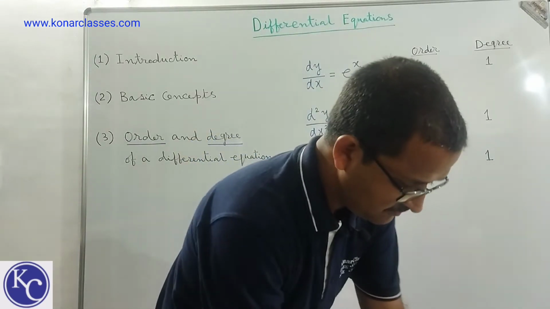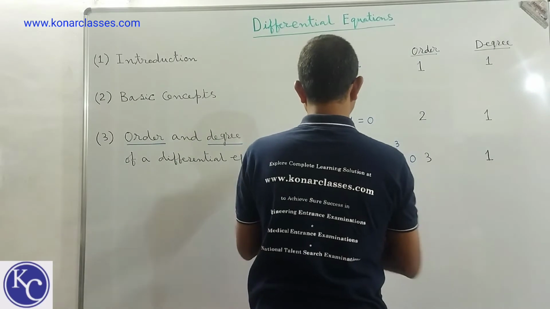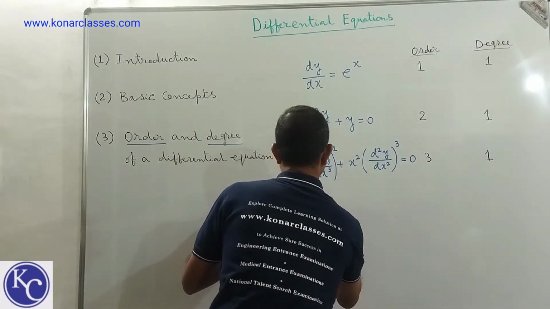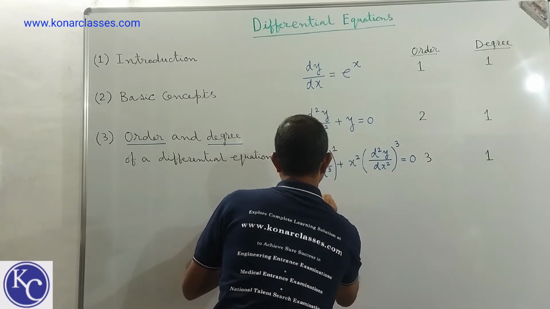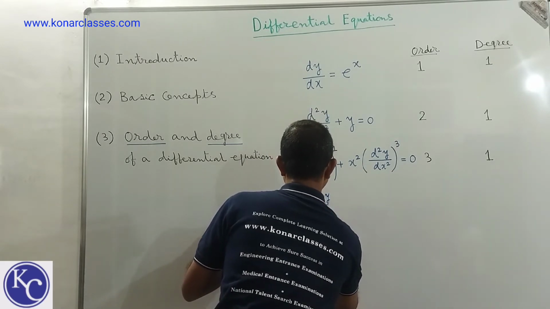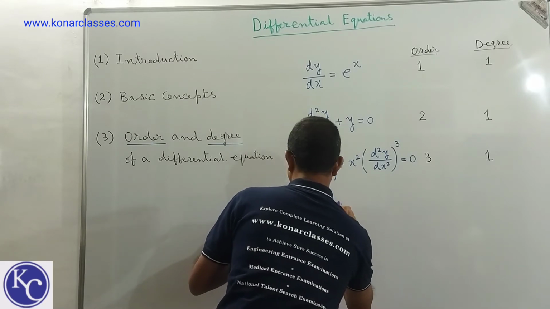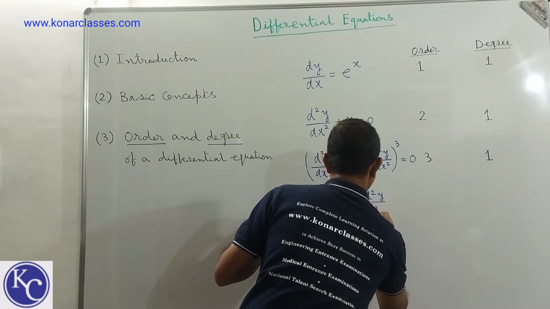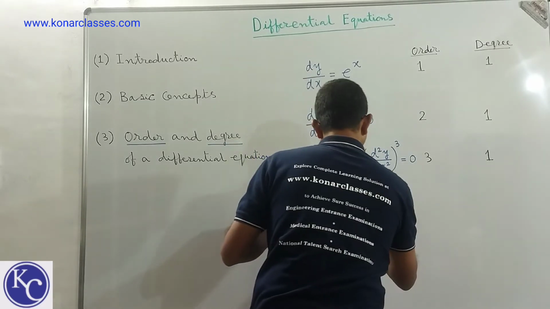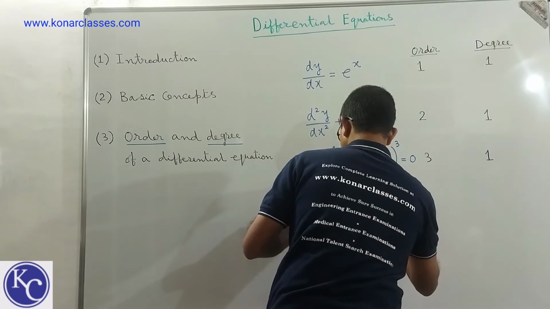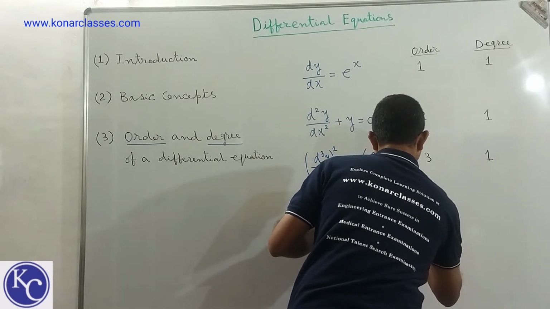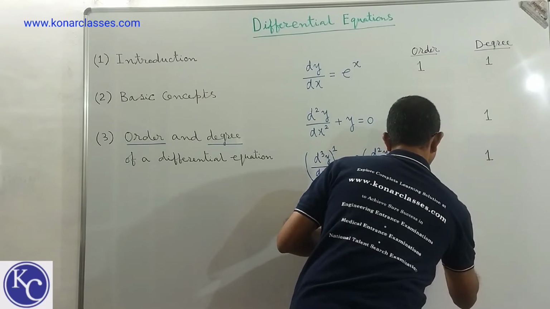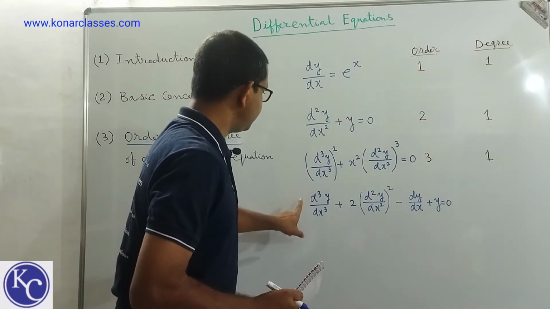So I can write it here. If I write an equation something like this, d3y/dx3 plus 2 (d2y/dx2) whole square minus dy/dx plus y equal to 0, what is the degree of this differential equation?